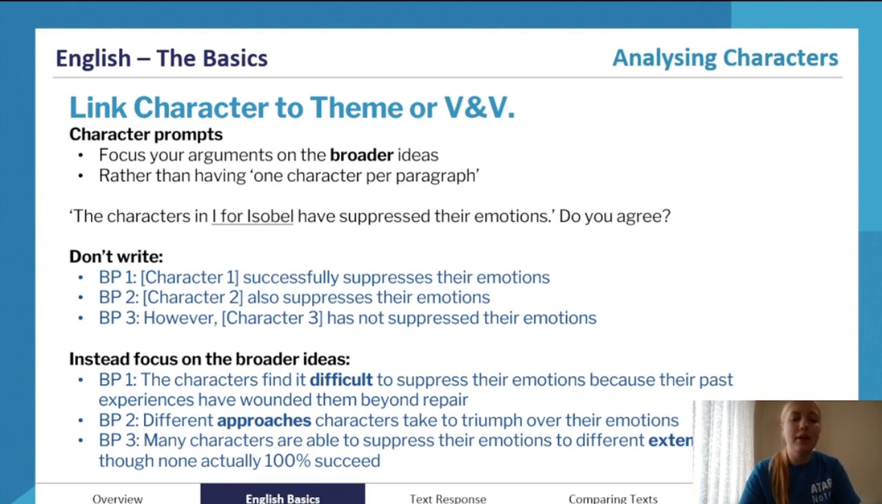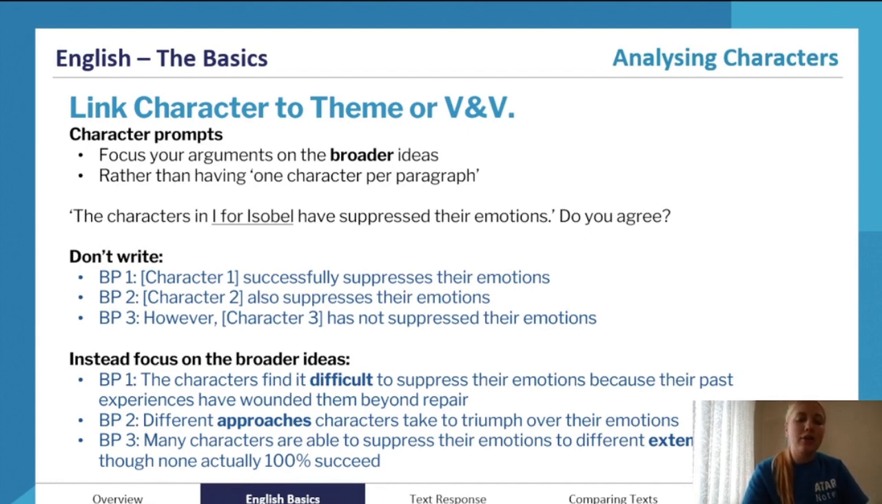Having a look at an example, "the characters in I for Isabel have suppressed their emotions." This is a bad example: a certain character does suppress them, another one does, however character 3 has not suppressed their emotions. Instead, have arguments that link characters to themes or views and values. We see a really great plan here. The characters find it difficult to suppress their emotions, and we're going to examine why, to make sure that this argument presents an actual idea, and we say that it's because their past experiences have wounded them beyond repair.